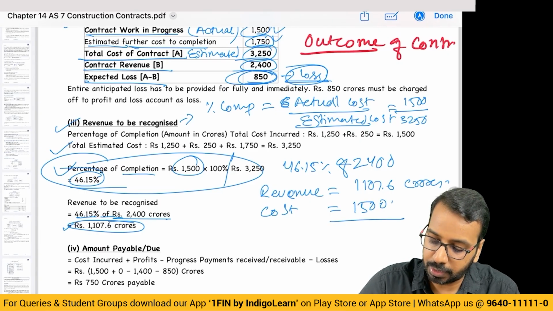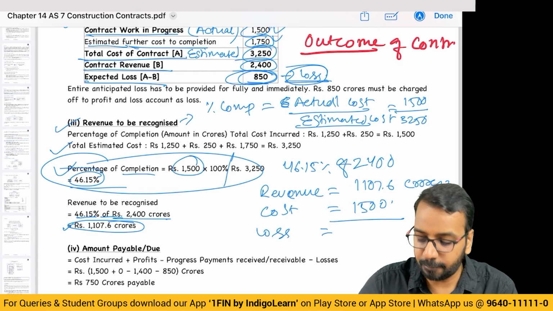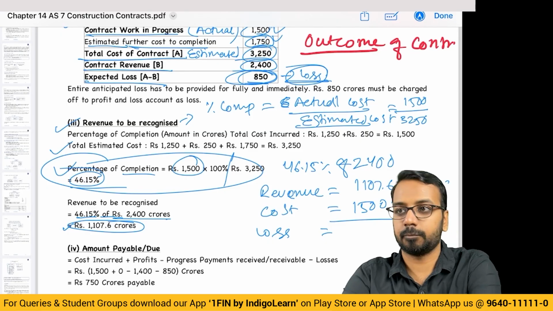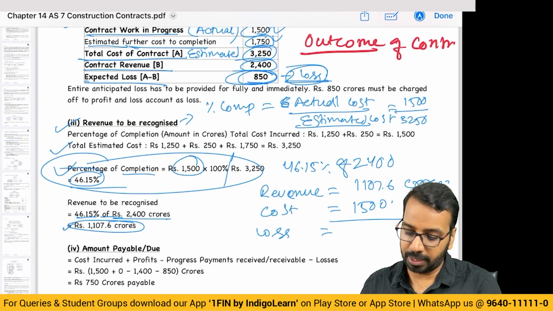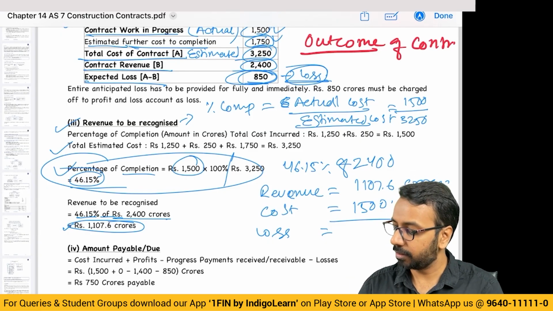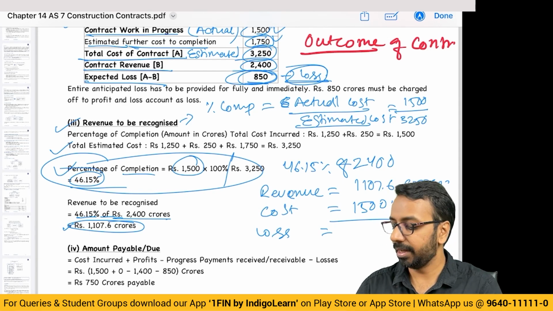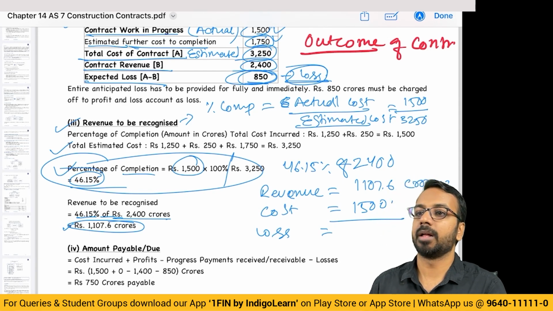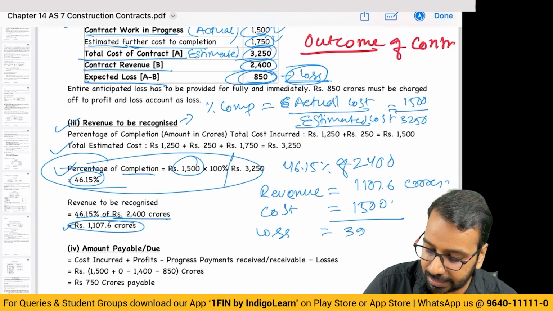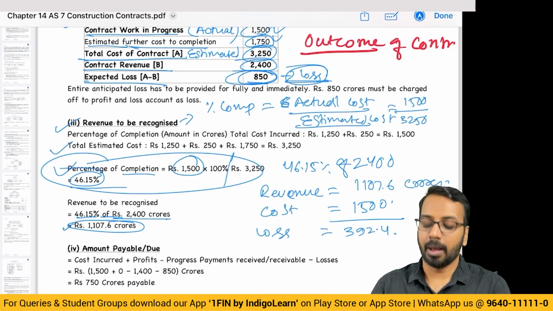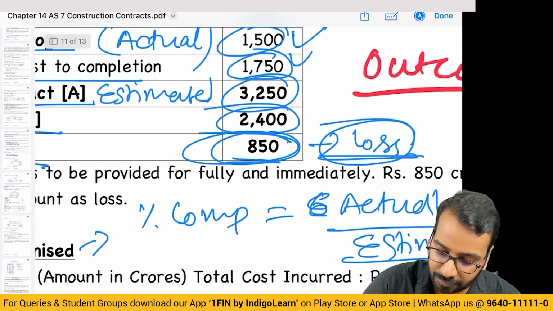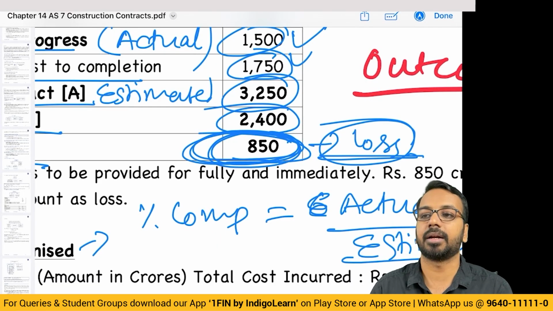1500. So the loss will be 1107.6 minus 1500. Loss is 392.4. But we have seen here that we need to calculate the loss of 850.